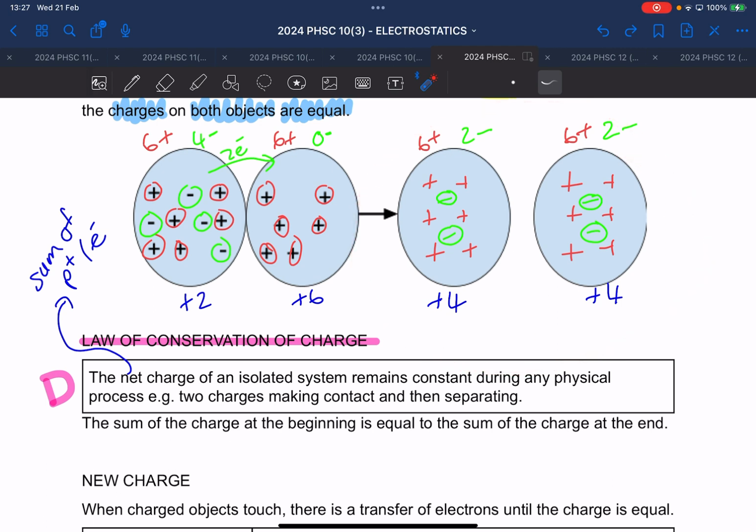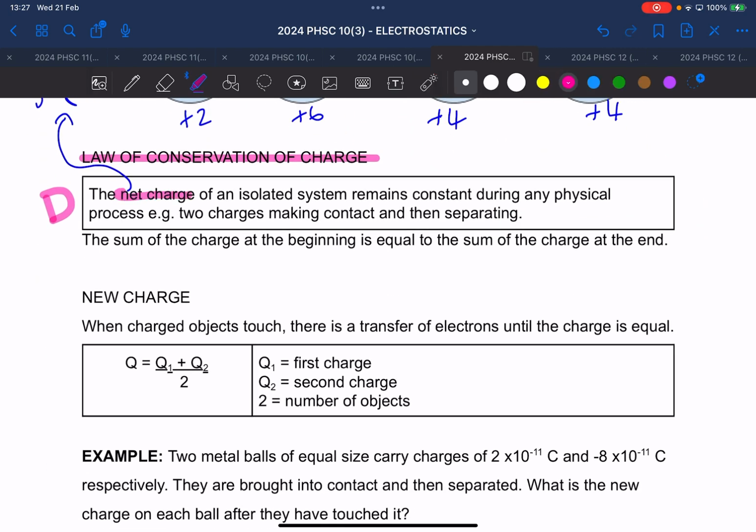Right, so the net charge of an isolated system remains constant during any physical process. So in other words, it says the sum of, what does sum mean again? Plus. The sum of means the plus, the adding. The sum of the charges at the beginning must be equal to the sum of the charges at the end. Yes. It's a must for the net charge to be equal.